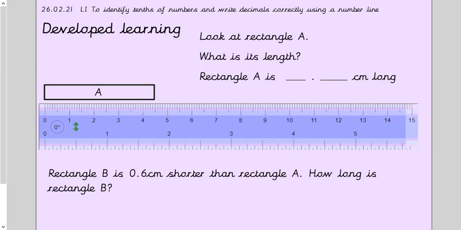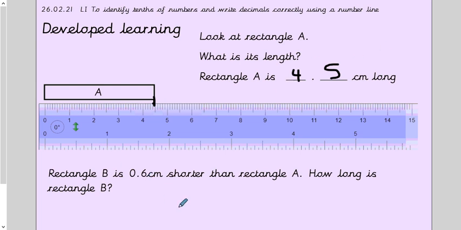So moving on to our developed learning then, if we have rectangle A, what is the length of rectangle A? If we were measuring it, say an object in our home, and we used a ruler, how long is it? You can see it lines up to 4.5. Also, when you're using a ruler, it's really important that your shape starts on the 0, not on the start of the ruler, because you need to make sure it starts where the 0 is, which is why the rectangle is there, not on the side here. So you can see it lines up about here, so it's about 4.5.